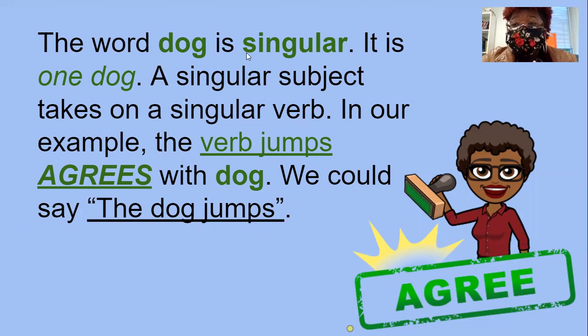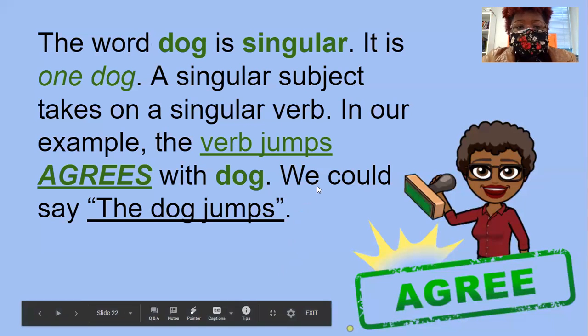So the word dog is singular. There's only one dog. So a singular subject takes on a singular verb, and that's how they agree with each other. So an example, the verb jumps agrees with dog. We could say the dog jumps because that makes sense. We wouldn't say the dog jump because that doesn't make sense. Jump does not agree with dog because it is not the singular version of the verb.